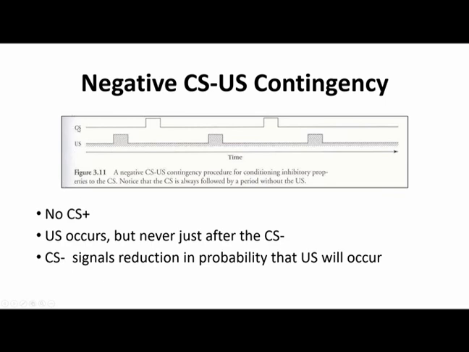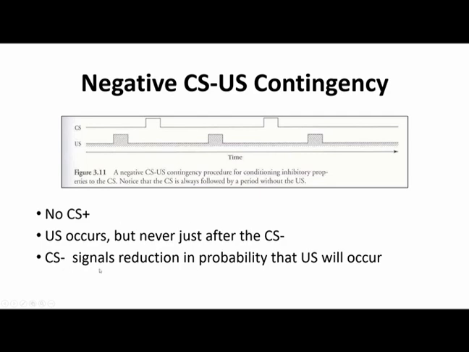And what we can see is that the US is going to happen periodically, and the CS happens periodically, but they never happen together. So this tells us that if our CS minus is happening, we know that we will not experience an unconditioned stimulus. So this US is occurring, but it never occurs right after our CS minus. So this tells us that when that CS minus is happening, we are safe.